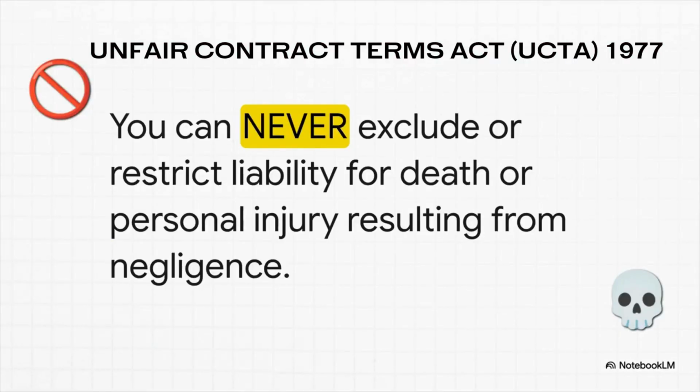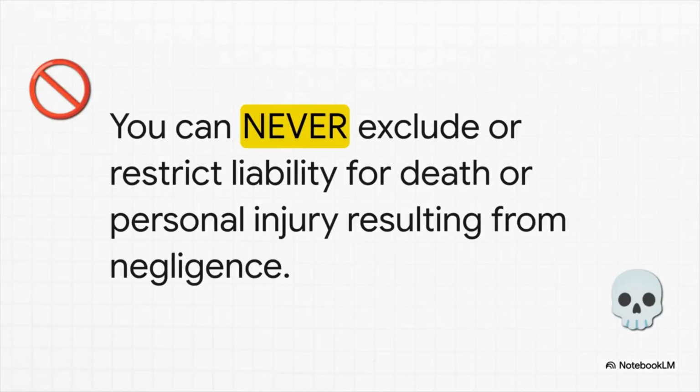Now listen up, because this is a big one. There's one rule that is completely non-negotiable. You can never, ever exclude or limit your liability for death or personal injury caused by your negligence. Period. It doesn't matter what the contract says. Any clause that tries to do this is automatically worthless, just completely void.